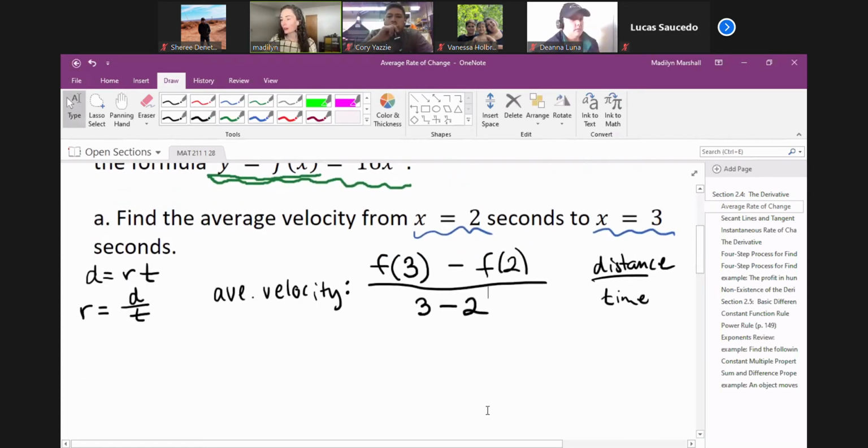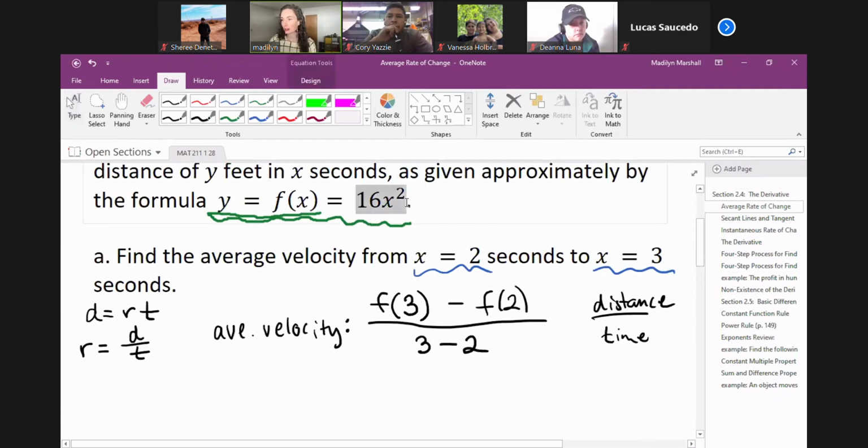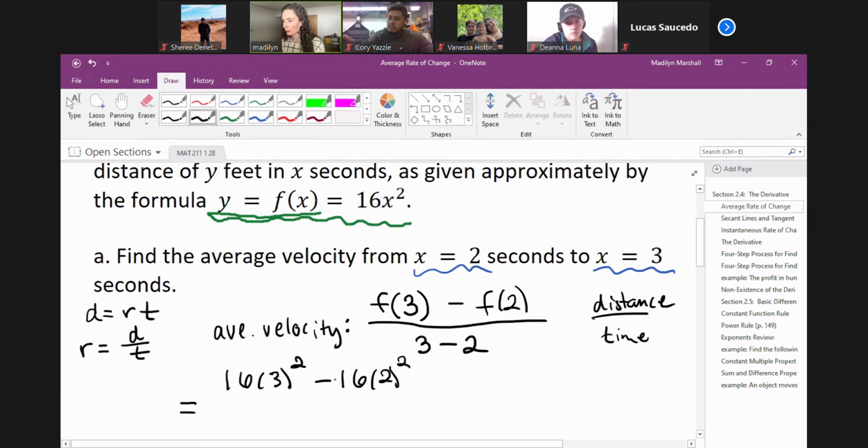And we will have to use this formula to find f of 3 and f of 2. Which we can do in this function. So let's see. So f of 3 is going to be 16 times 3 squared. F of 2 is going to be 16 times 2 squared. On the bottom, just 3 minus 2, which is 1. So we don't really need that.